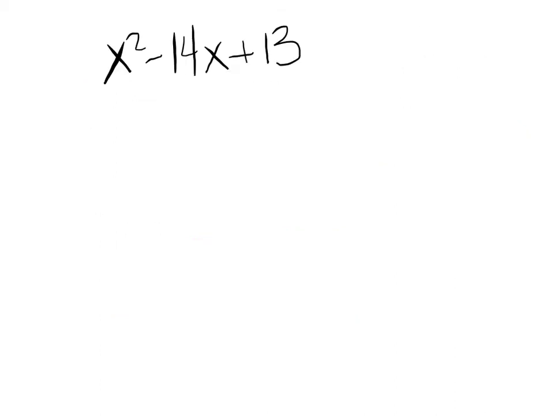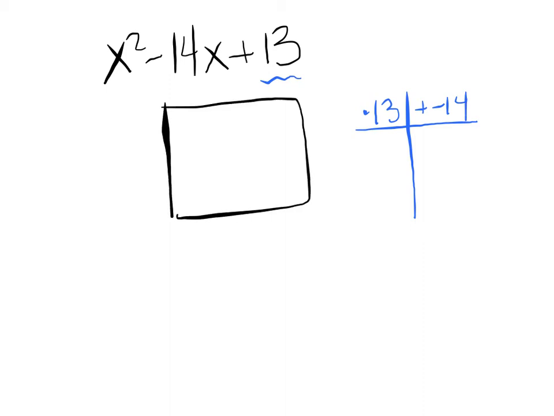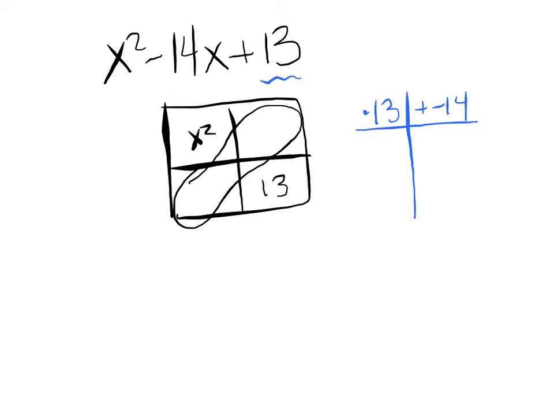x squared minus 14x plus 13. We need to multiply to be 13, and we need to add to be negative 14. I knew this because if I were to draw my area model, the 13 would be in the bottom corner where the two blanks are multiplied together. I'm looking for these middle ones that combine to add up to be negative 14. So if they're multiplying to be a positive number and they're adding to be negative, that means they both have to be negative.